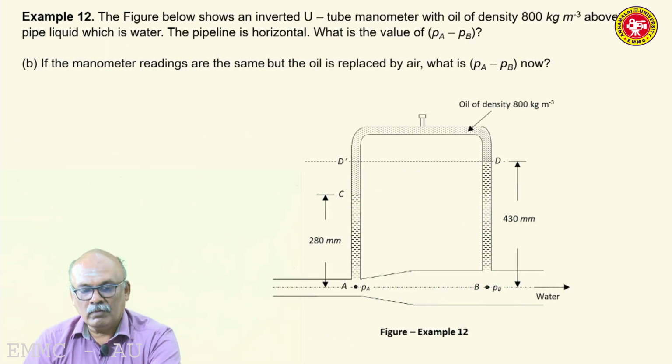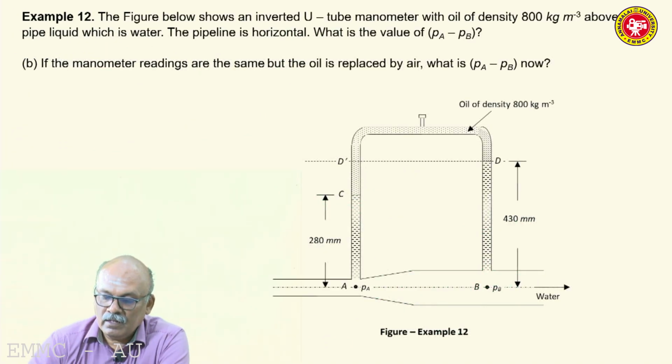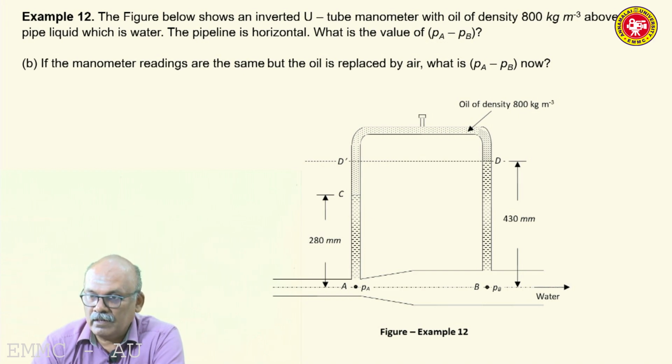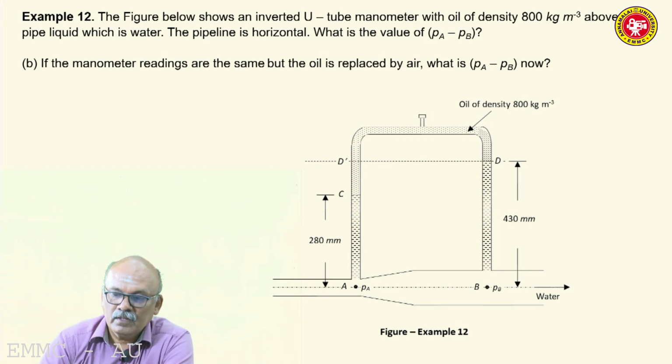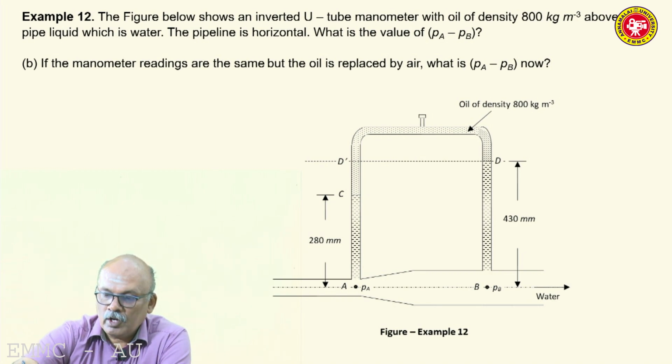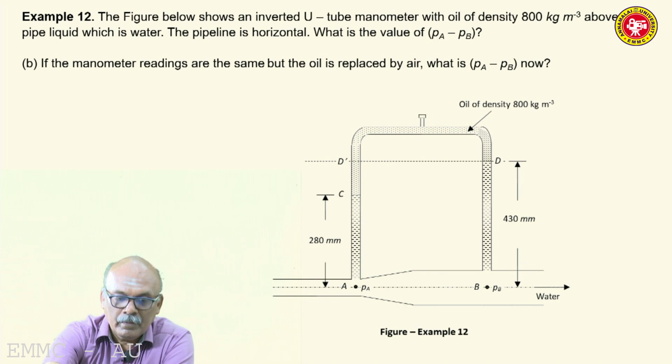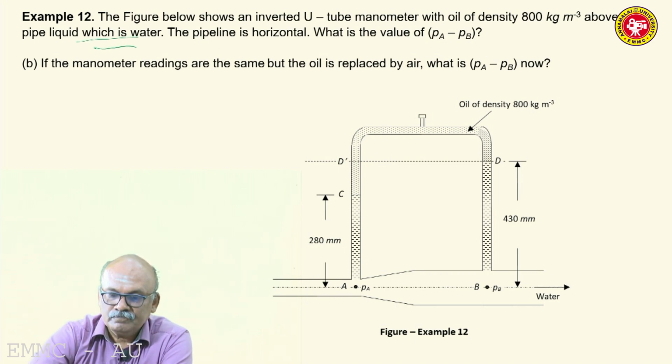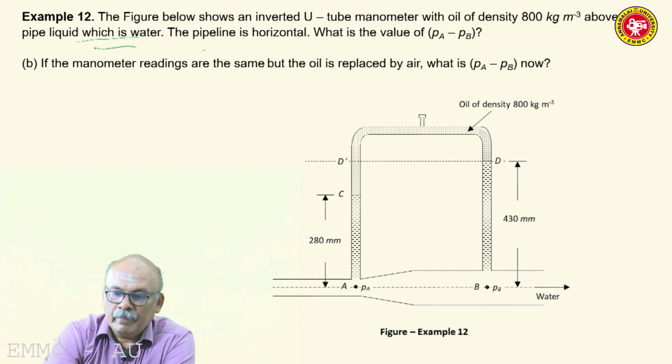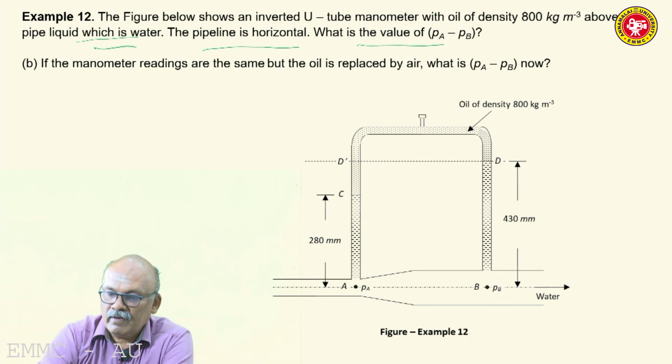We will go to the next problem. Again, another problem on inverted U-tube manometer, wherein we come across a pipeline with changing cross section. The figure below shows an inverted U-tube manometer with oil of density 800 kg per meter cube above the pipe liquid, which is water. The pipeline is horizontal. What is the value of PA minus PB?